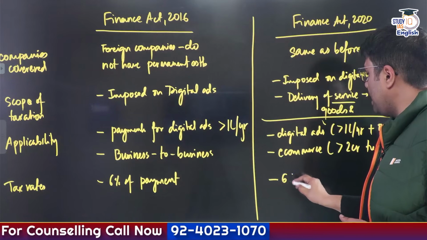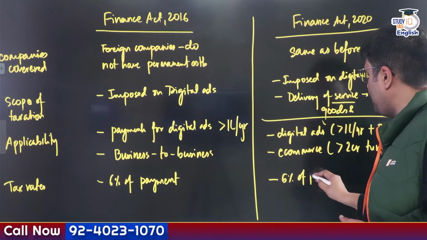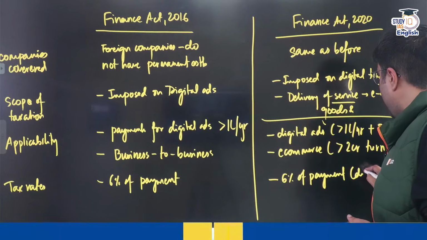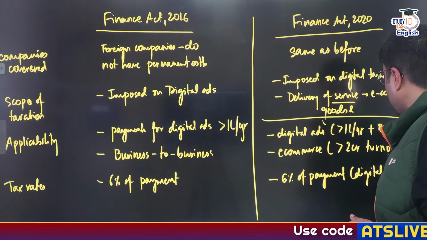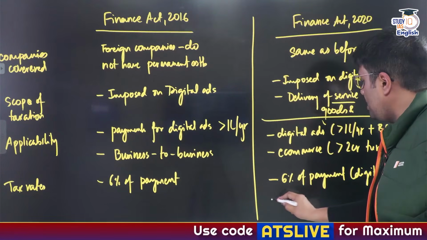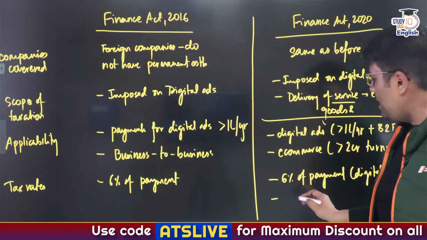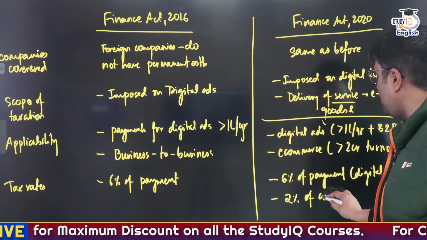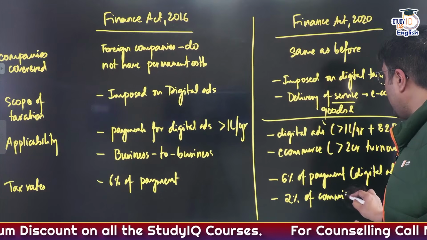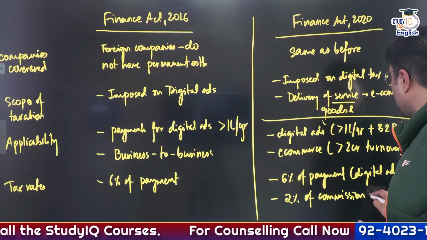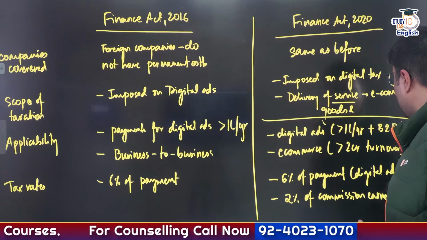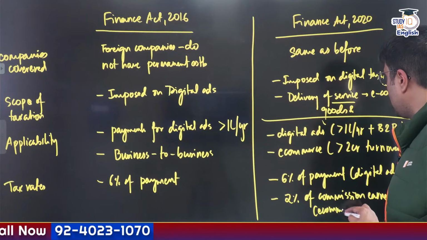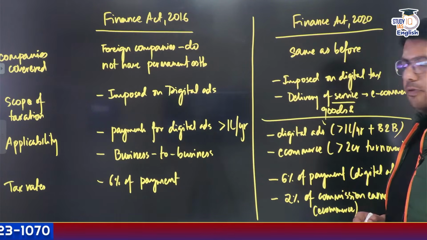The tax rate was kept the same, 6% of payment for digital ads, but for delivery of goods and services through e-commerce, the e-commerce companies would be required to pay 2% of the commission that they earn on e-commerce delivery of goods and services.